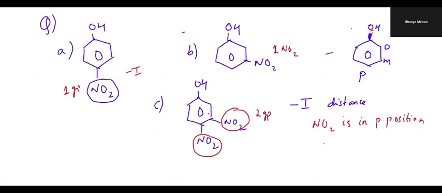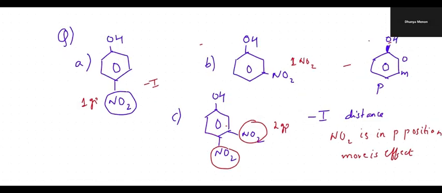More is the effect. Okay, so here you can see the first one. It is in the para position, so definitely it is a strong acid. And it's a minus I effect group. It's in the para position.